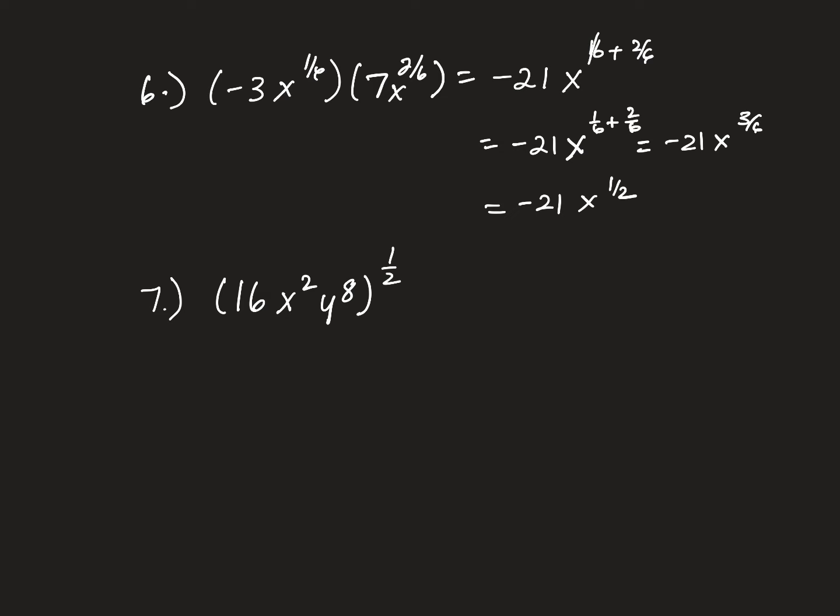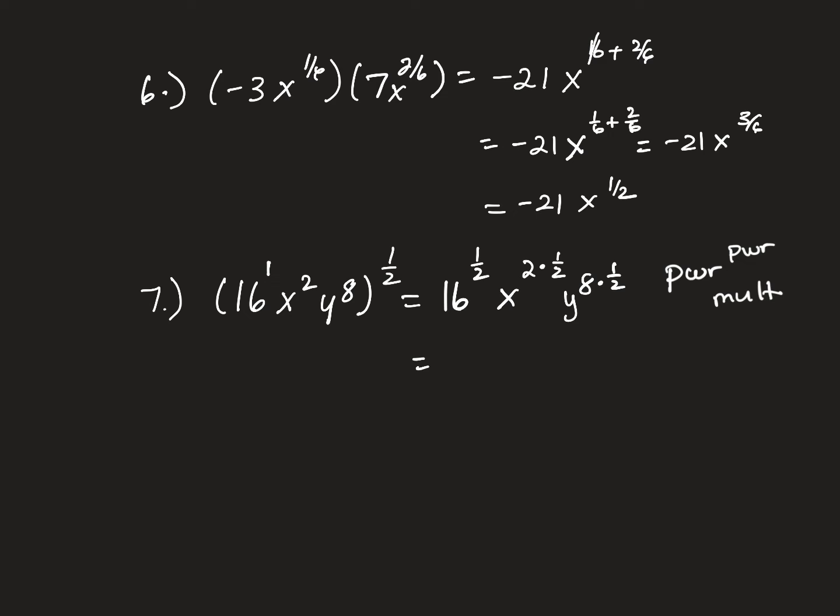So what we're doing here is we're raising a power to a power. Remember that 16 has a power of 1 by default. And when you have a power raised to a power, you're going to multiply. So this will be 16 to the 1 times 1/2 gives you 1/2. X, and we have 2 times 1/2. And then you have y raised to the 8th times 1/2.